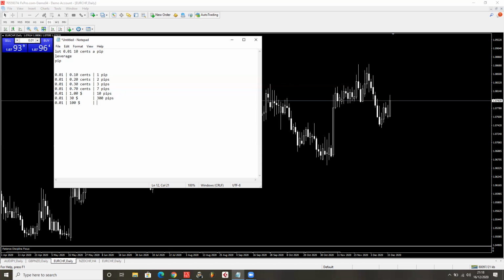That would be 110 pips. No, no. Think about it. 10 pips is $1. How much is $100? That'll be 1 pip. No, no, no. 10 is 1. 30 is 300 pips.